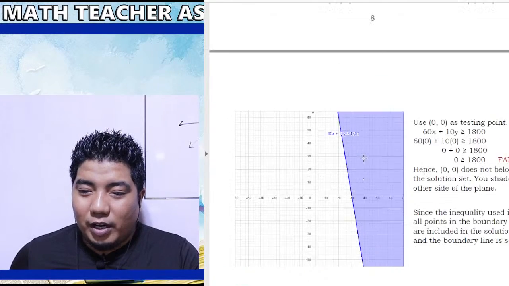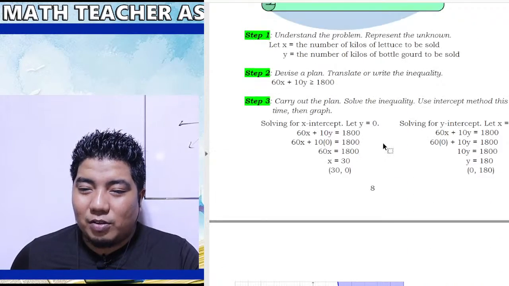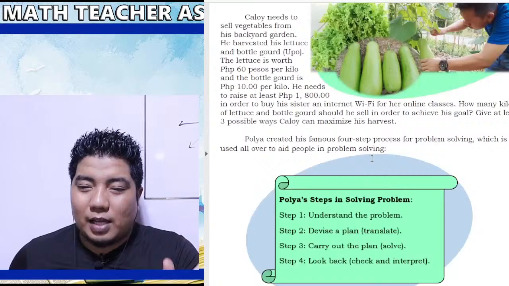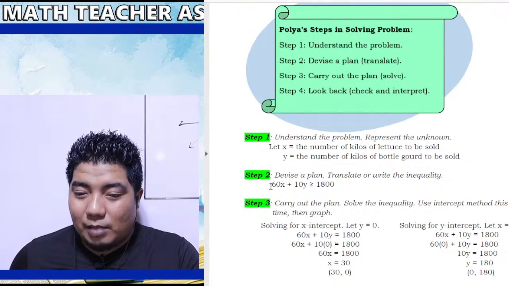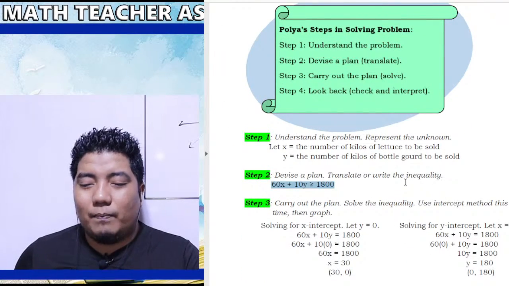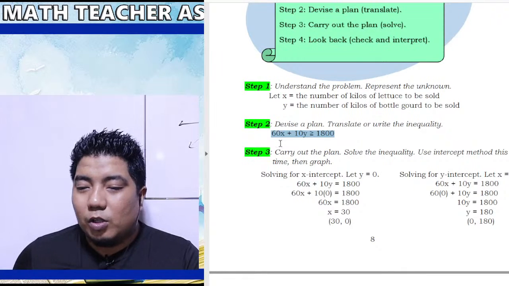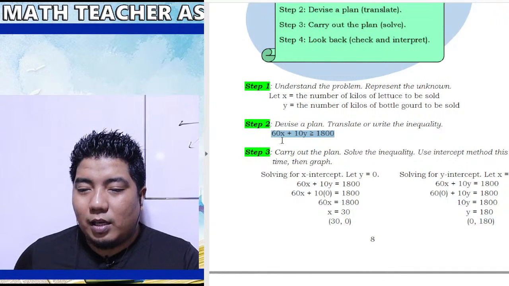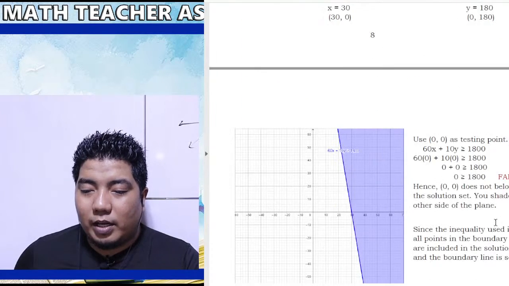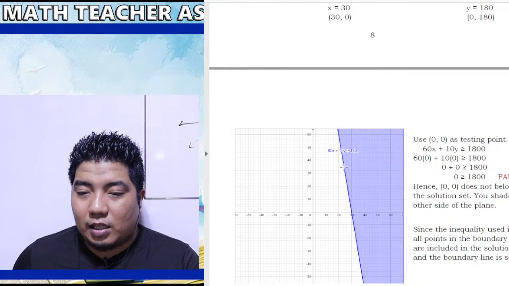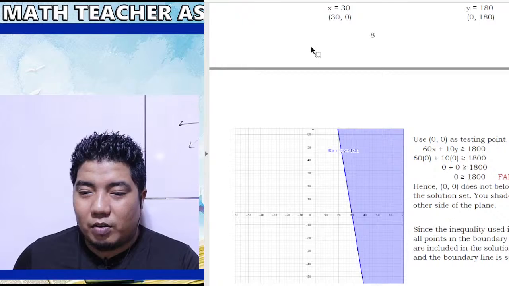So therefore, this is what was graphed earlier, this is our statement, right? The linear inequality. This is our expression. So, our linear inequality is 60x plus 10y is equal to 0. He solved for the x-intercept and the y-intercept. So, we have 30 and 180. 30 here and 180 there. You can't see it in the graph, but 180 is there. Okay? So, 180 on this part and 30 here.